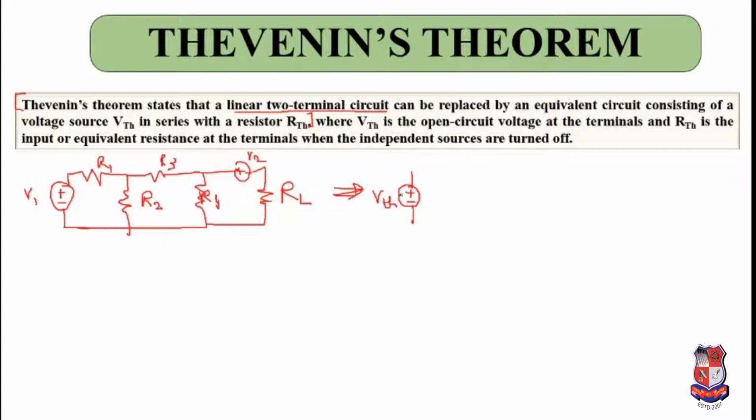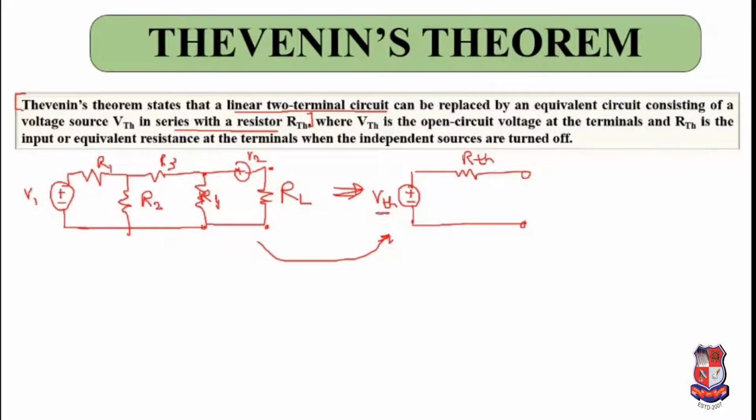and that will be connected in series with the RTH. So these are the two terminals they are talking about. A linear two-terminal circuit can be replaced by, so these are all two-terminal circuits. Wherever you say there will be a two-terminal circuit, this whole two-terminal circuit can be replaced with this circuit, that is consisting of VTH in series with RTH.